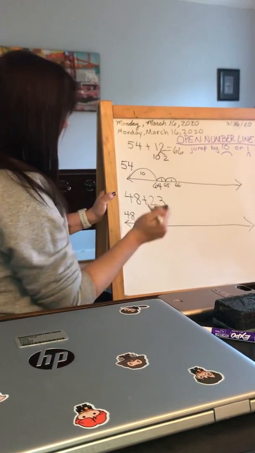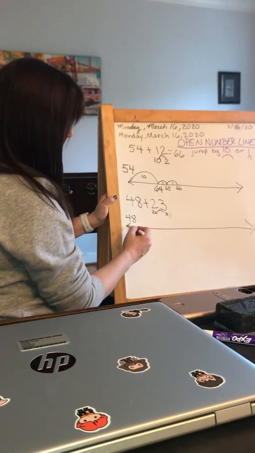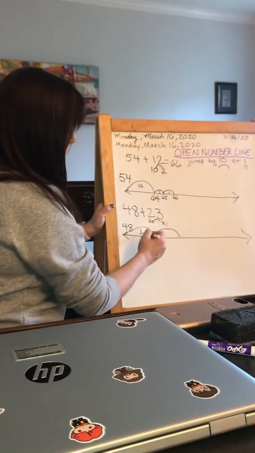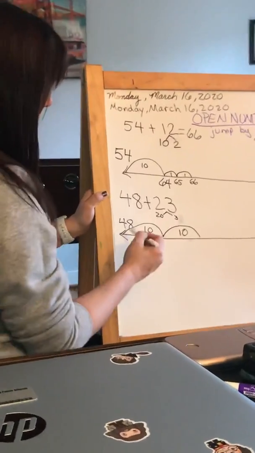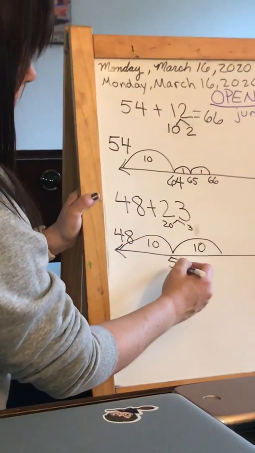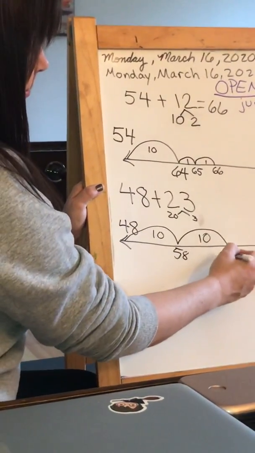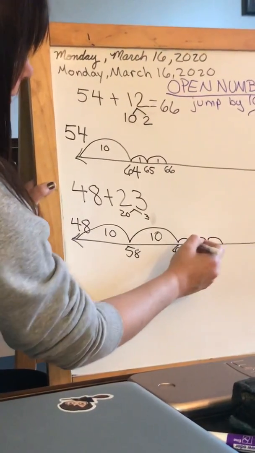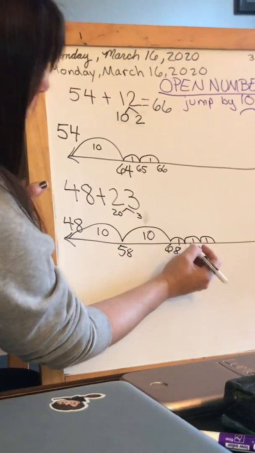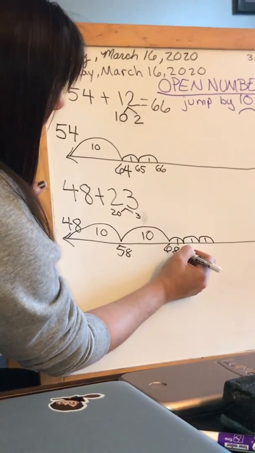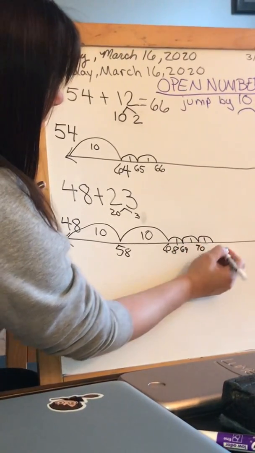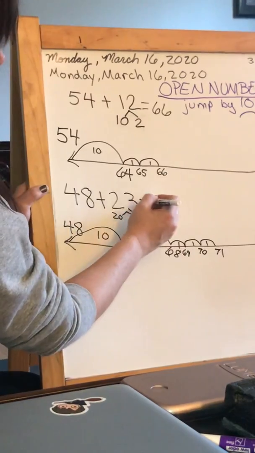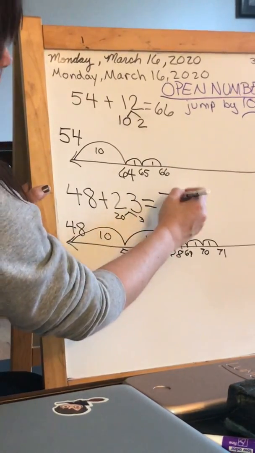There we go. So I'm going to jump 2 tens. 1, 2. I'm going to label them. And 48 to 58, 58 to 68, and then 3 ones. 1, 2, 3. And then I can count by ones. 69, 70, 71. So I know that my answer is 71.